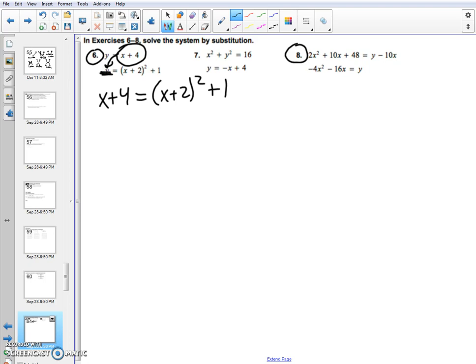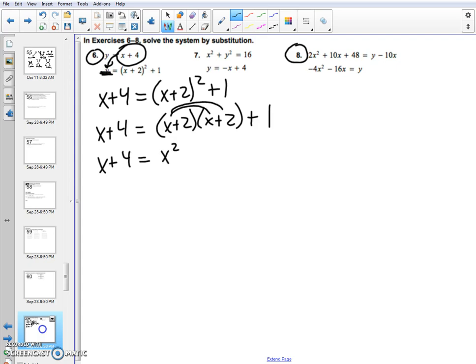So now to solve this, I've got x's on both sides here. I need to simplify that some. So I'm actually going to break this down some. So when I'm squaring something, that just means I'm multiplying it by itself. So x plus 2 times x plus 2, and I'm going to expand on that or multiply or distribute. So I'm going to have x squared plus 2x plus 2x plus 4 plus 1. So I'm just going to simplify that right side some then. So x squared plus 4x plus 5.